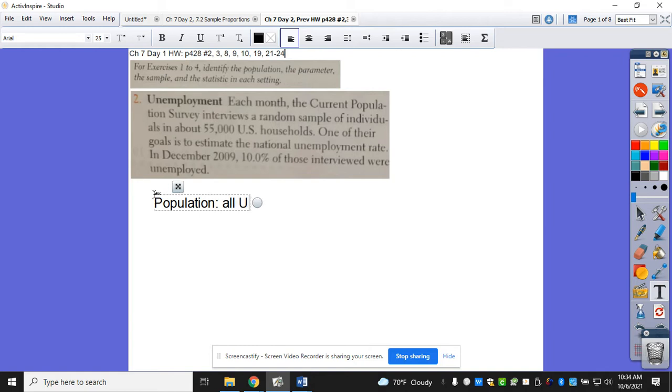All individuals in U.S. households. Just all U.S. households, because those are the ones that were contacted. So what is the sample? U.S. household survey, December 2000.